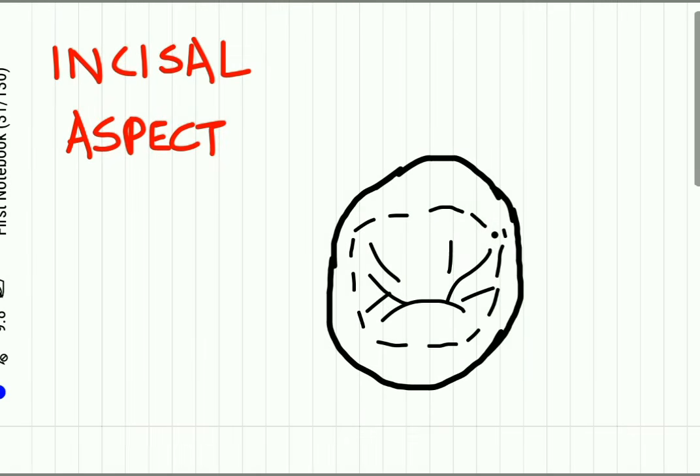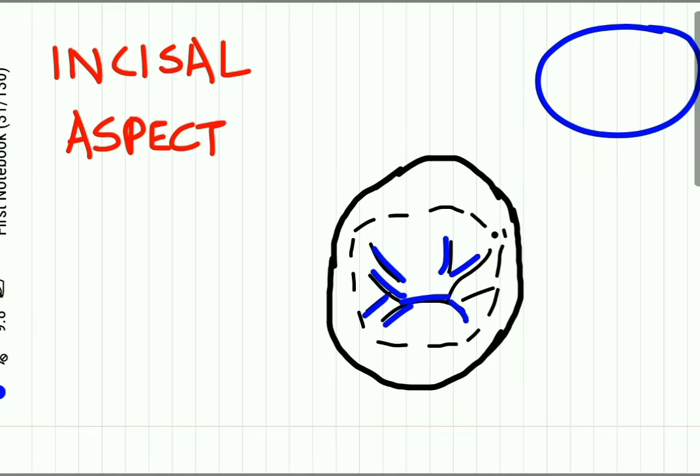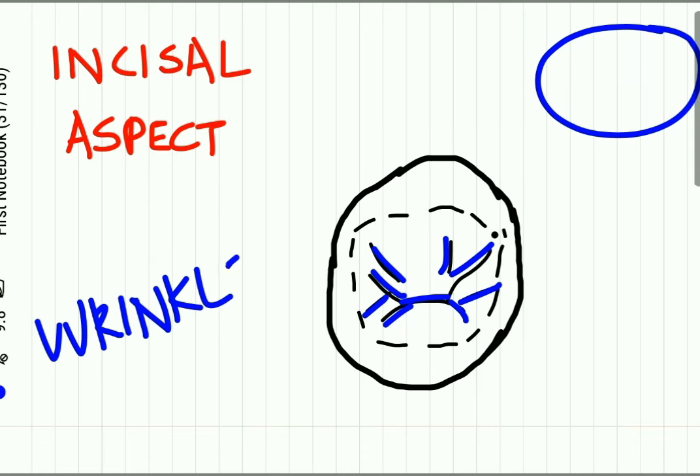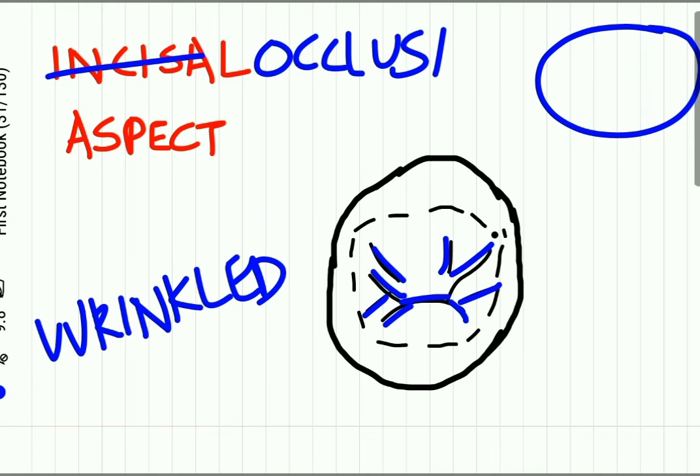From the occlusal surface, the occlusal surface appears to be more rounded. The central groove is shorter, and irregular multiple supplementary grooves arise from this central groove, and this gives a wrinkled appearance to the occlusal surface of the maxillary second premolar. Sorry, this is the occlusal aspect.